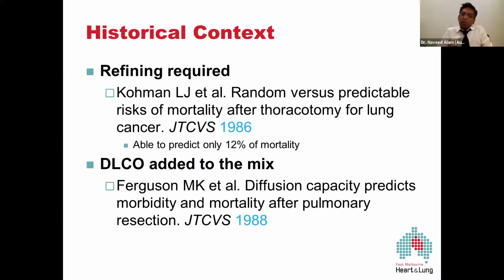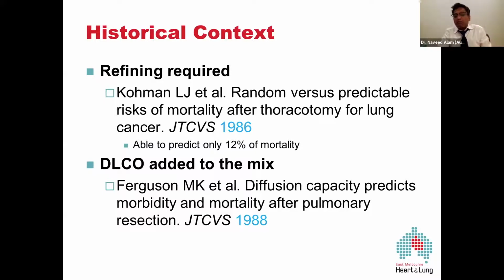But this clearly required quite a bit of refinement, and we looked at this in a paper in JTCVS in 1986. They looked at what are the random reasons that people die after a thoracotomy for lung cancer versus the predictable ones. And they looked at the most commonly used measures of preoperative risk assessment at the time, which was primarily related to spirometry and history taking. They were only able to predict 12% of the mortality, whereas 88% of mortality was still random or unknown.